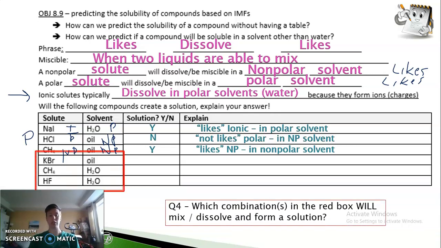All right, so now I've got these three in a box. Which combinations in the red box will mix or dissolve and form a solution? Go ahead and answer that now.